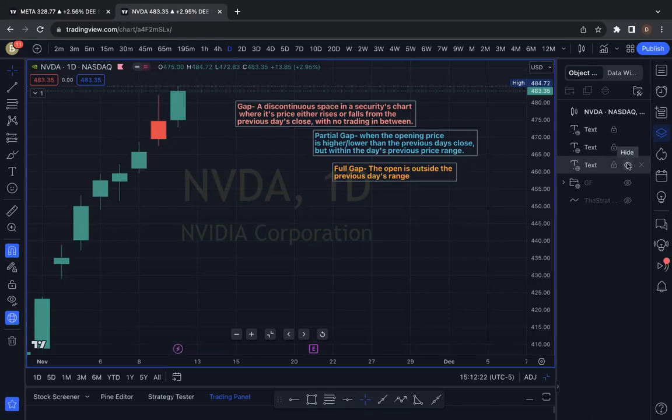The next candle opens outside of the previous day's range completely. Now, if we know we're traders, we're very familiar with a day's range. We know that the top of the wick is the high of the day. That's the high range. The lower wick is the low of the day, which is the low range. So that is your range between the high and the low. If you have a gap up, a full gap, it completely passed through the previous day's range.